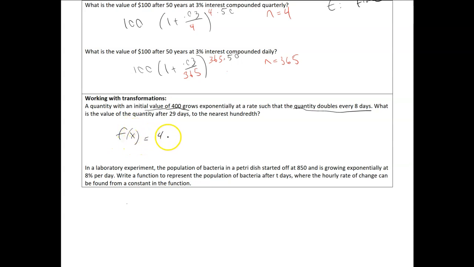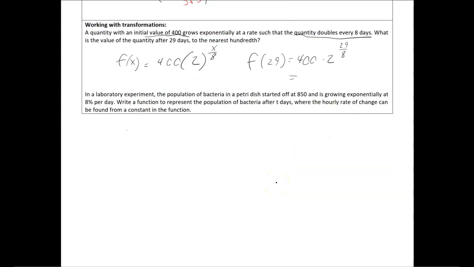f of x equals 400 times, if it doubles, well, my base is going to be 2, and then to the x over 8. Because remember we said dividing by that number will make our exponent grow more slowly. So if a plain old x is doubling every 1 day, x over 8 is doubling every 8 days, right? And then if I want f of 29, I do 400 times 2 to the 29 over 8. And I'll let you solve that one on your own. That's just a calculator problem.